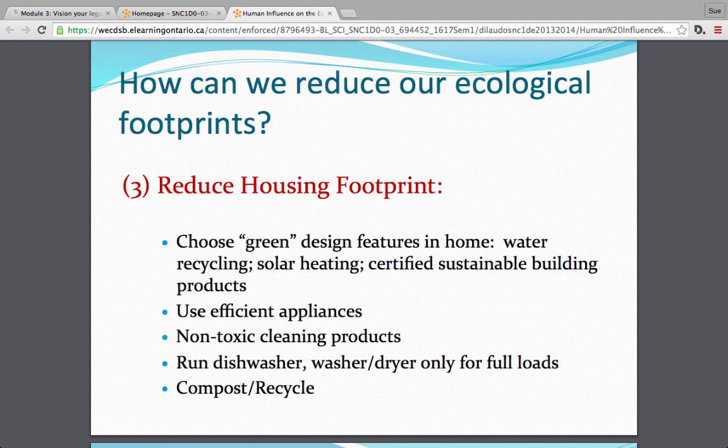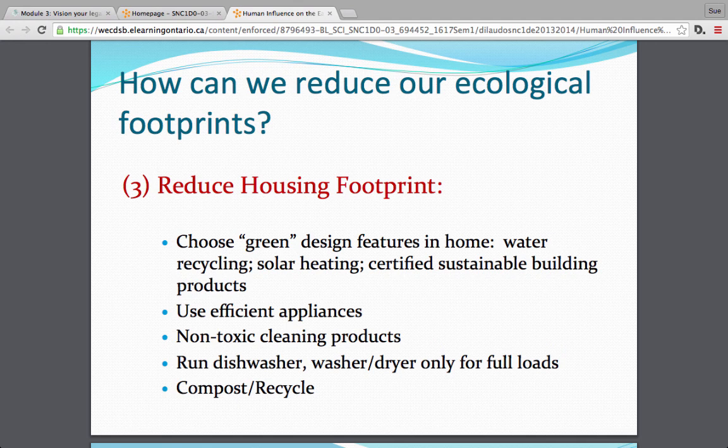We can make a choice if we're replacing appliances to only replace them with energy efficient ones, and we can do comparisons in the marketplace to see which are the most efficient. When we're cleaning, we can use non-toxic cleaning products to save our water. And then we can be conscious of running our dishwasher, washer, and dryer only for full loads. And you can also be conscious of running those appliances during off-peak times where electricity is cheaper.